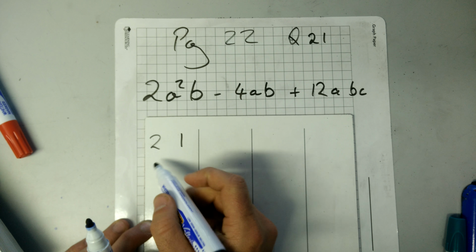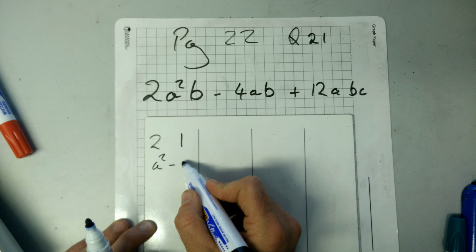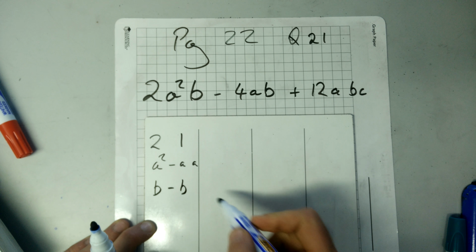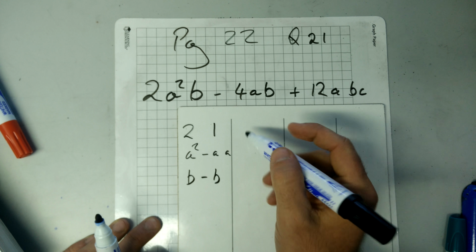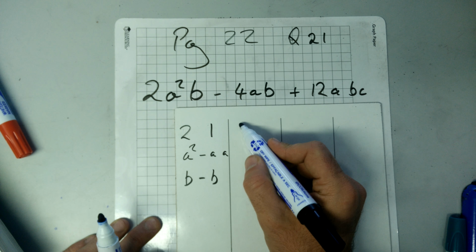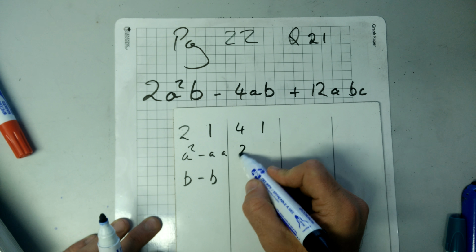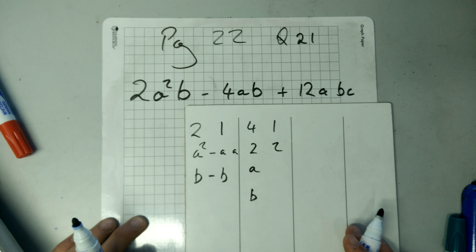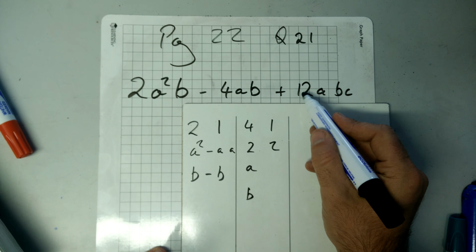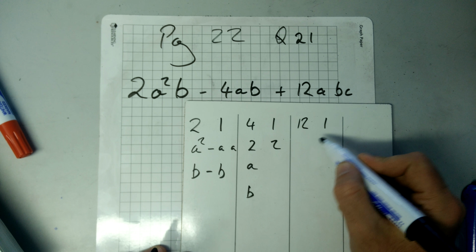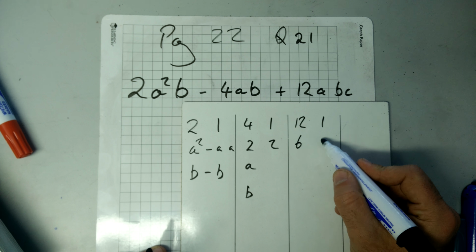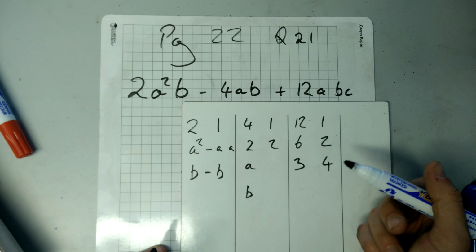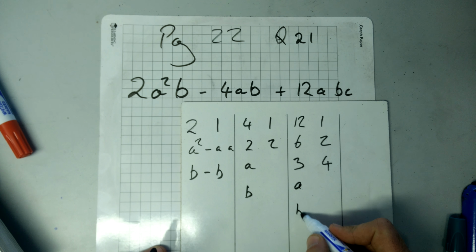We've got a squared, which can be broken down to a by a, and then we've got b, which just stays as b. Then we look at 4ab. Factors of 4ab are 4 and 1, 2 and 2, a and b. And then lastly, we're going to look at 12abc. Factors of 12 are 12 and 1, 6 and 2, 3 and 4, 4 and 3, 2 and 6, 12 and 1. And then we've got letters a, b and c.